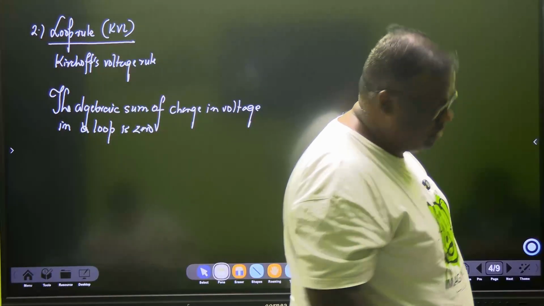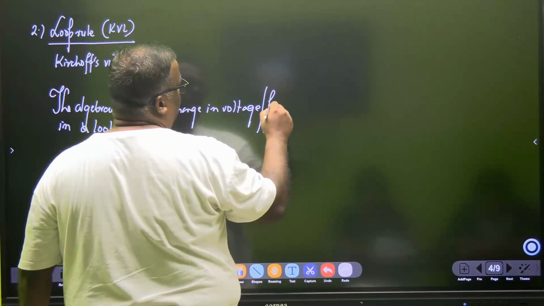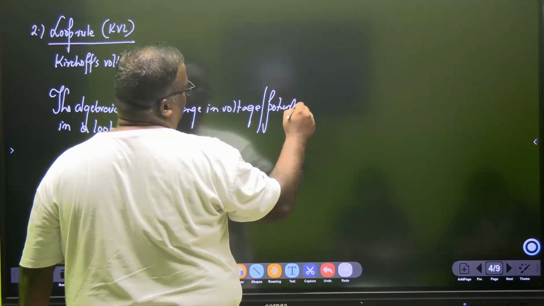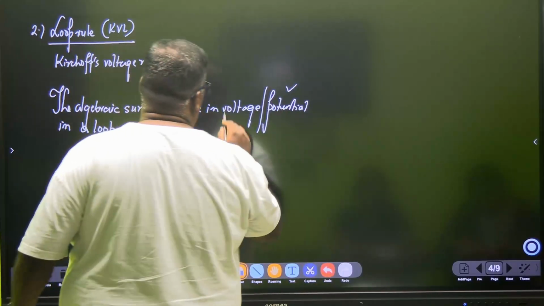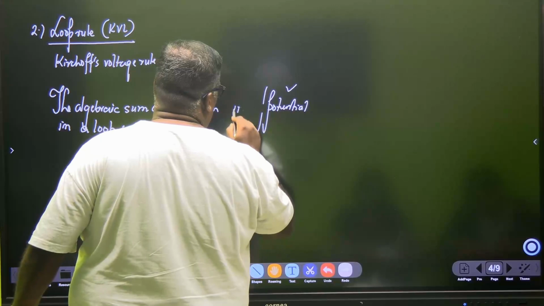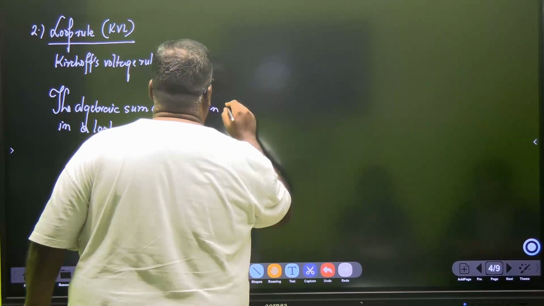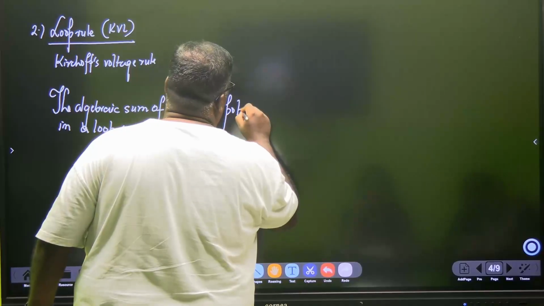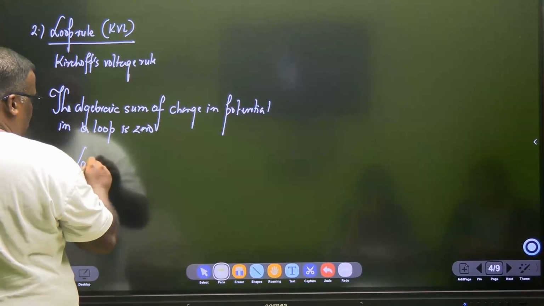Algebraic sum of change in voltage, or many people will also use the word potential. Potential is a better word. Change in potential is 0. We will not use the word voltage, children. There's a reason for that. Potential, because this law is based on the law of conservation of energy, change in potential. And this law is what you need to understand. This is based on the law of conservation of energy.